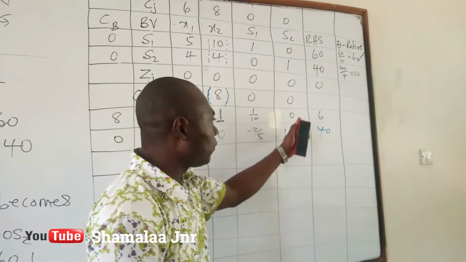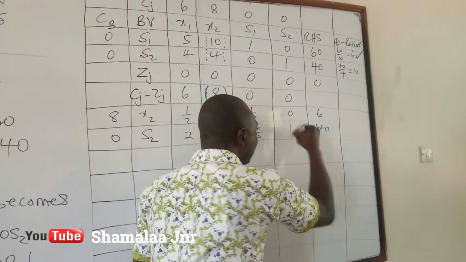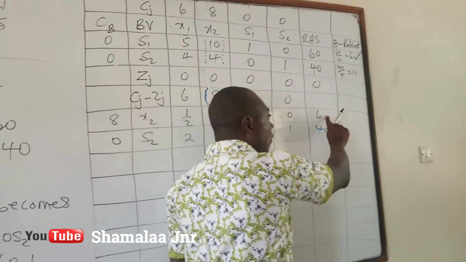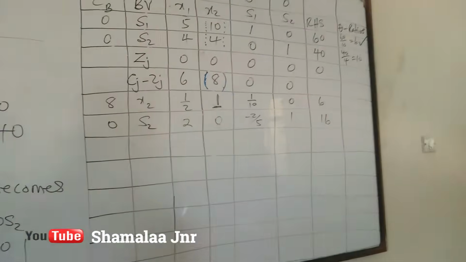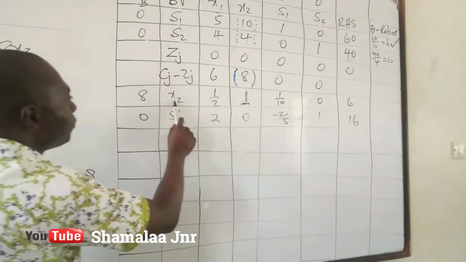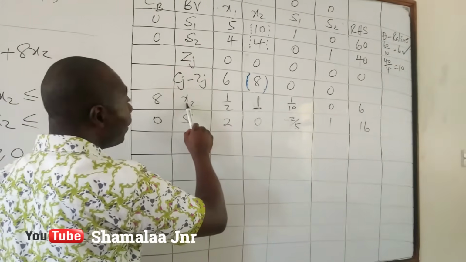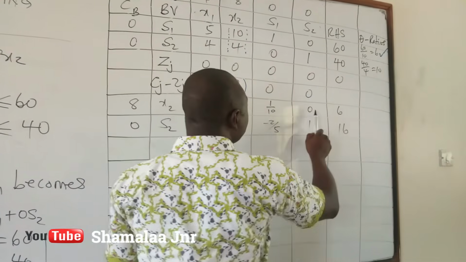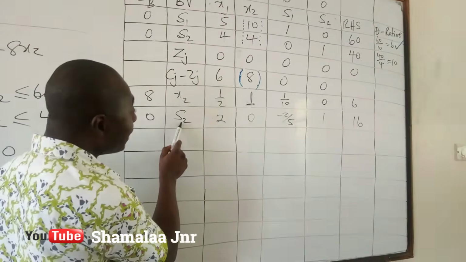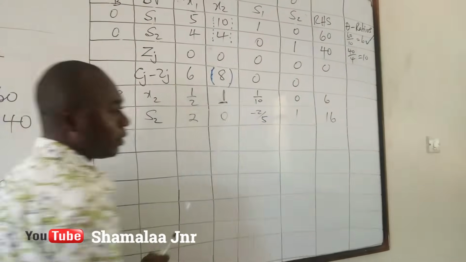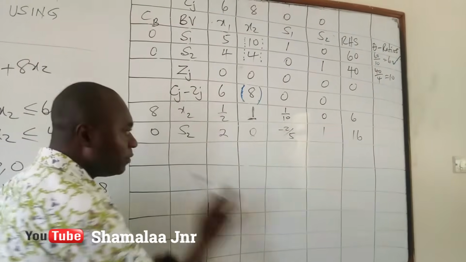The next one, this times 4. This times 4 is 0. You subtract from this, and you still get 1. This times 4 will be 24. When you subtract from this, you get 16. Now let's check before you continue. Look at it. So x2 versus x2 is 1. The basic variable versus itself is 1. S2 versus another basic variable, this S2, is 0. S2 versus itself, look at it. S2 versus S2 is 1. S2 versus X2 is 0. So it means that we are on the right path.